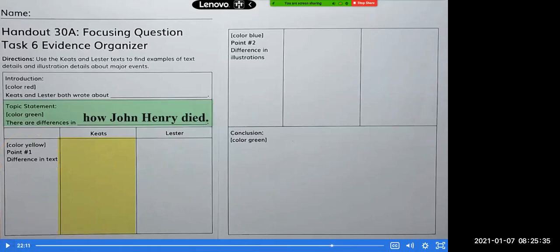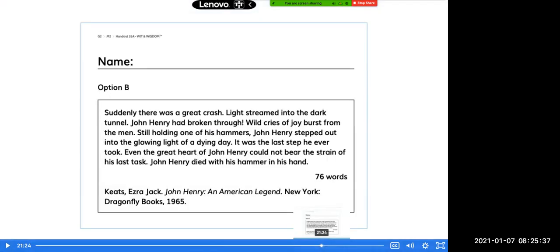Okay, so we're focusing on how John Henry died. And if we look at the paragraph, what are some things that the paragraph tells us about how John Henry died?